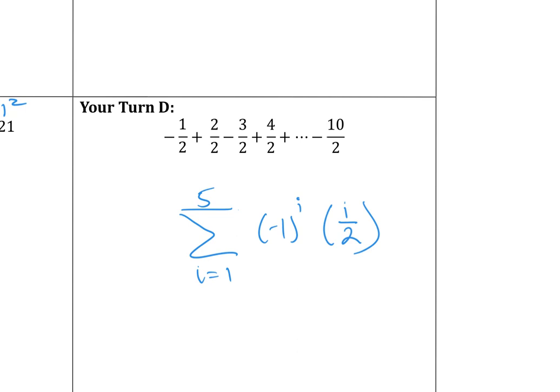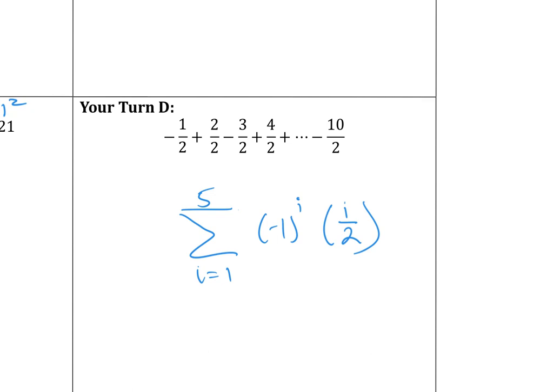All right, so my series equation is going to be the sum from i equaling 1 to 5 of (-1) to the i power times i over 2. So this i over 2 is how I get my 1/2, 2 over 2, 3 over 2, 4 over 2, and so forth. And then I know I want my first term to be negative, so I start with a (-1) to the i power. Again, if that first term was positive, I would have (-1) to the i minus 1 to make that positive. Hopefully you guys got this one.